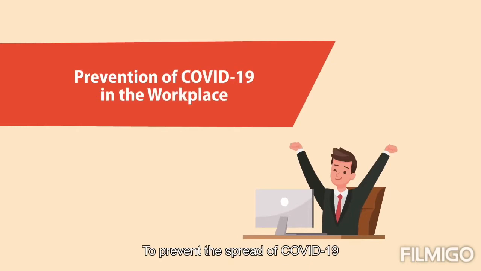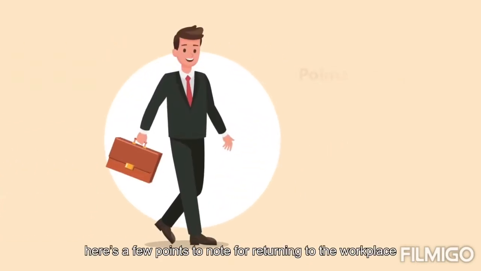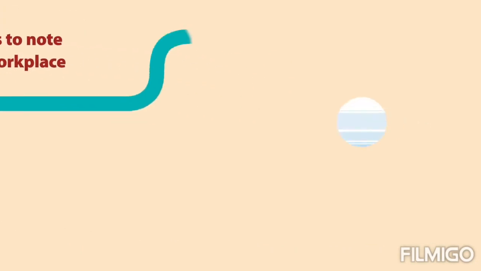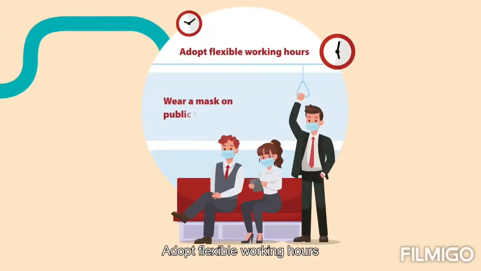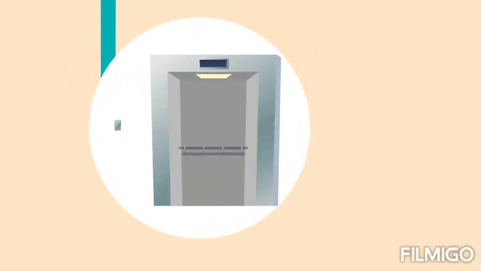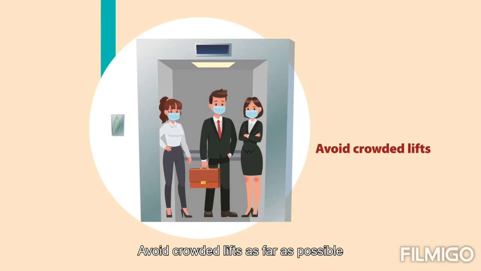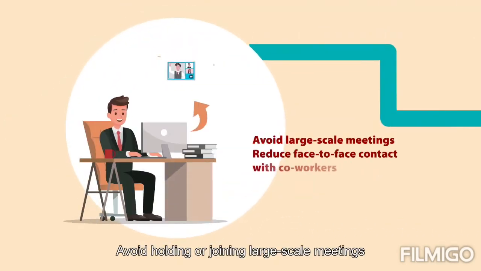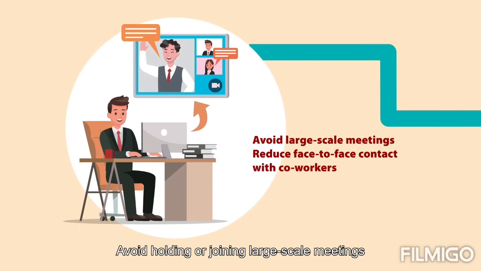To prevent the spread of COVID-19, here are a few points to note for returning to the workplace. Adopt flexible working hours. Wear a mask when taking public transport. Check body temperature when entering office buildings. Avoid crowded lifts as far as possible. Avoid holding or joining large-scale meetings. Reduce face-to-face contact with coworkers.